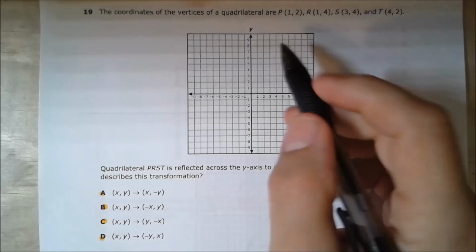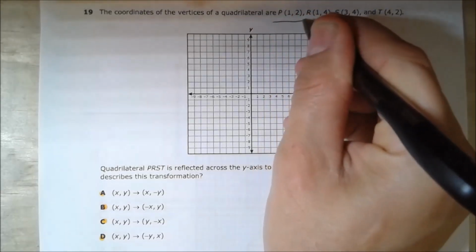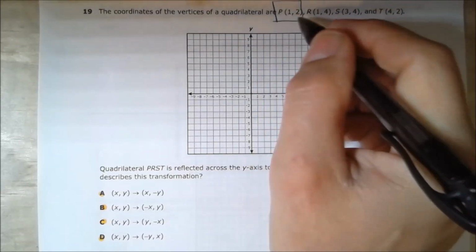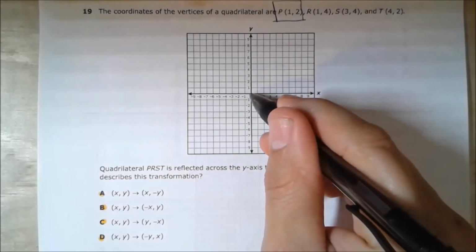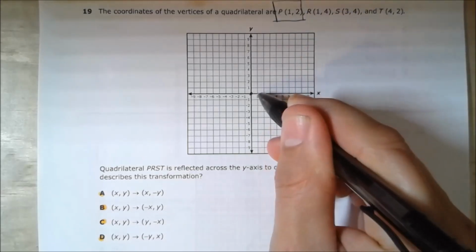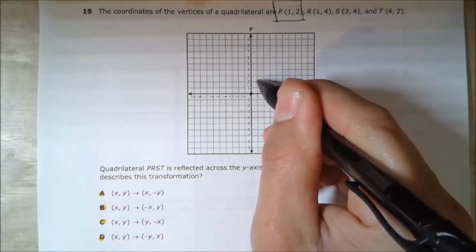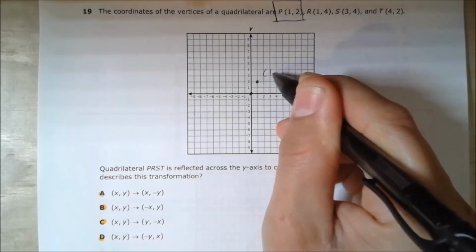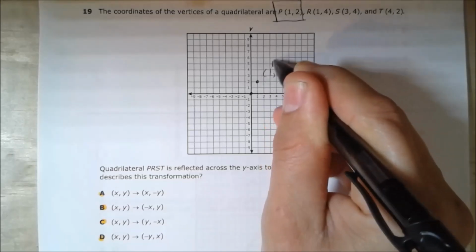Let's just go with P. It says P is going to be at 1, 2. So I'm going to plot this one point. I'm going to start at the origin, which is 0, 0, go over 1, up 2. So that's point 1, 2, which is P.